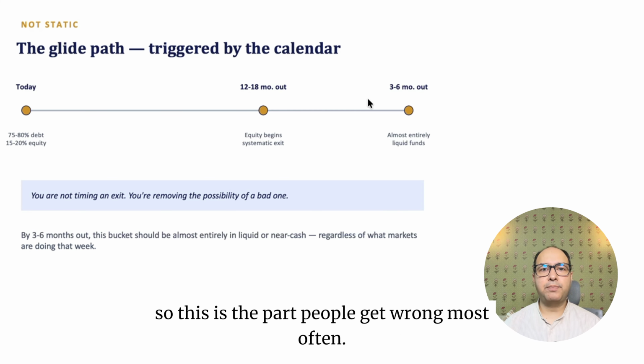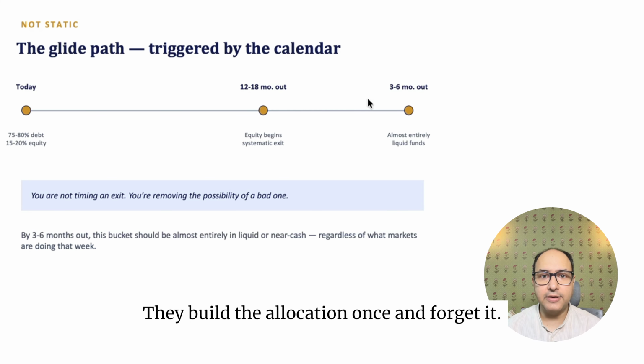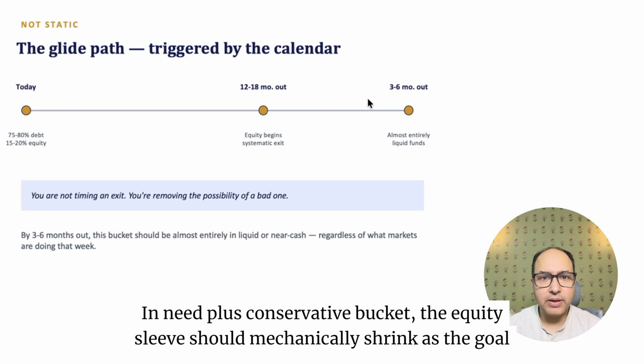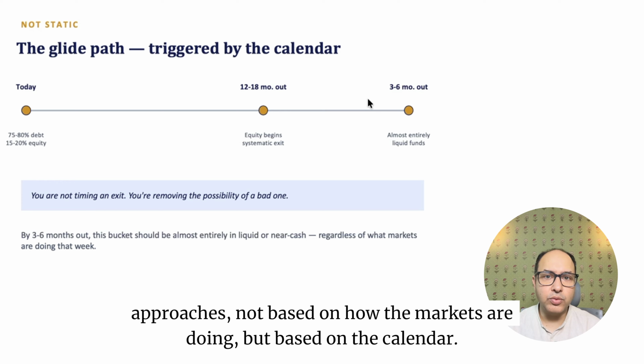So this is the part people get wrong most often. They build the allocation once and forget it. In need plus conservative bucket, the equity sleeve should mechanically shrink as the goal approaches, not based on how the markets are doing, but based on the calendar.